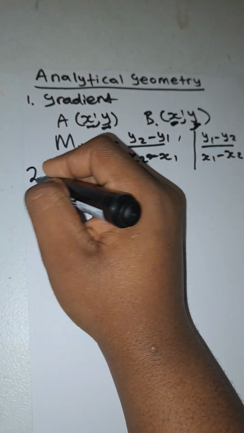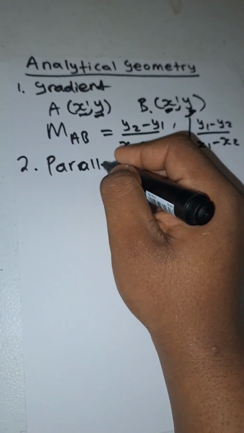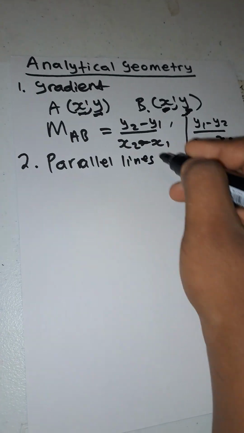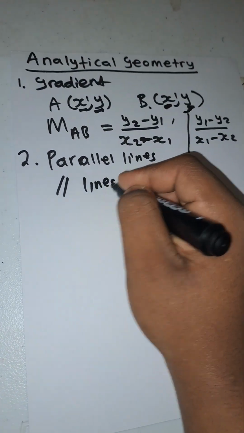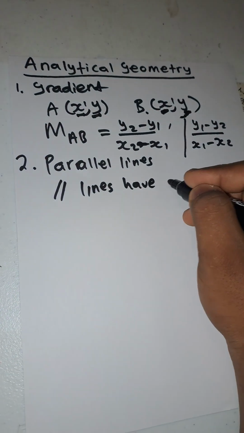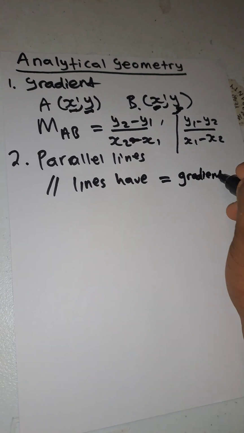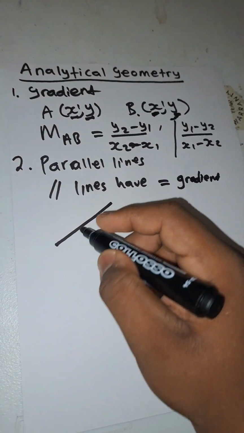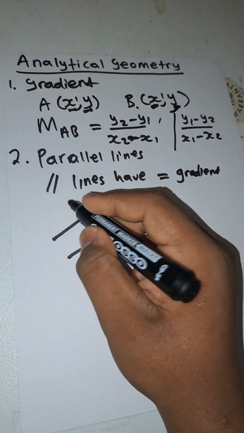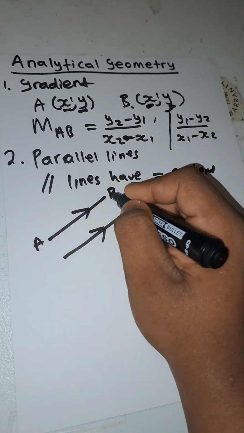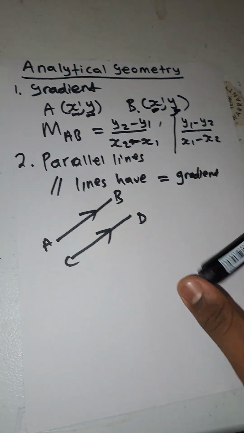And then number 2, let's talk about the parallel lines. So parallel lines, they have equal gradient. There is this one going that side and this one going that side, and then I have those parallel lines. You see, I have A, B, I have C, D. So parallel lines have equal gradients.